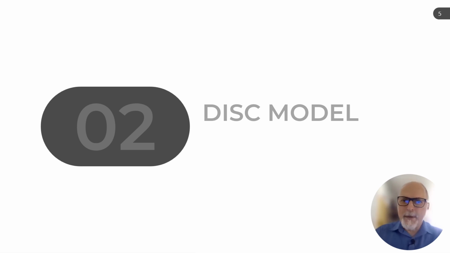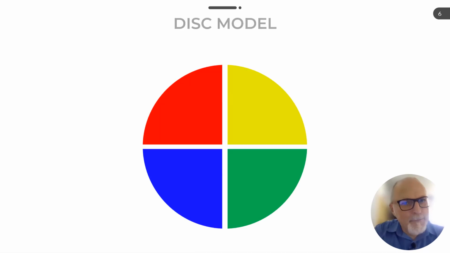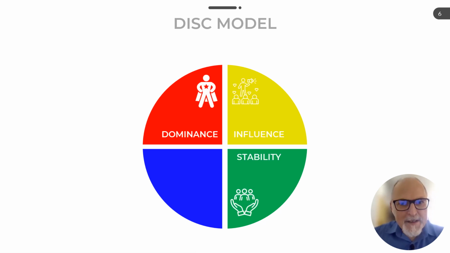Okay, so bearing in mind those little points there, let's take a look at the model itself. So, not surprisingly, DISC is a circle. The circle has been divided into four different factors. Each of these factors has a set of behaviors that we would associate with them. So the four factors are, first of all, dominance, influence, stability, and compliance.